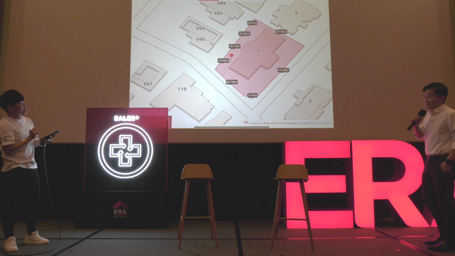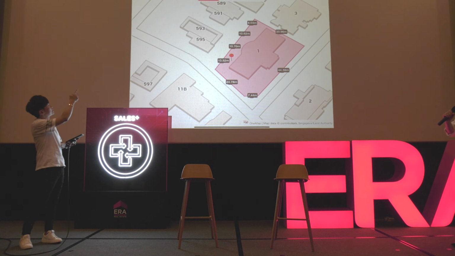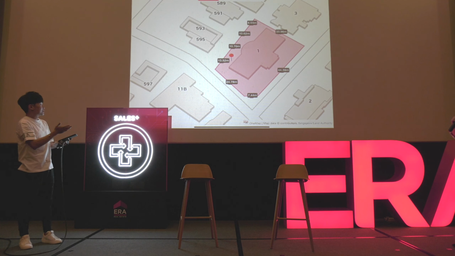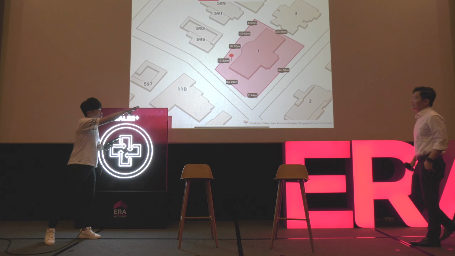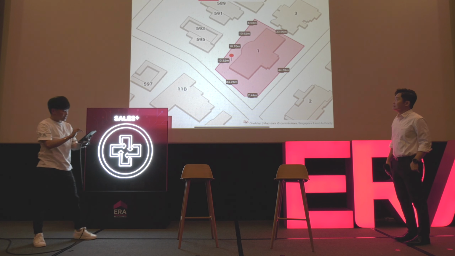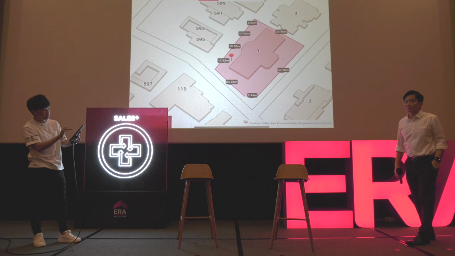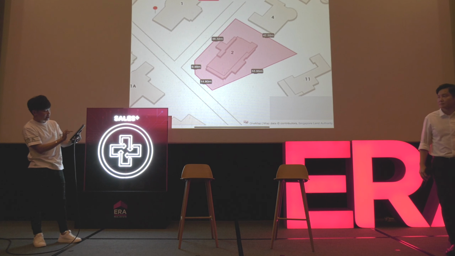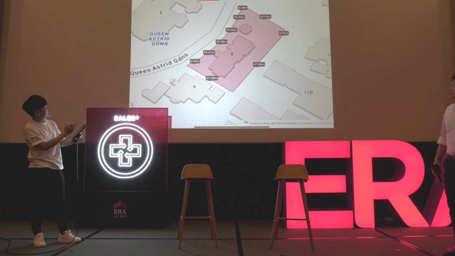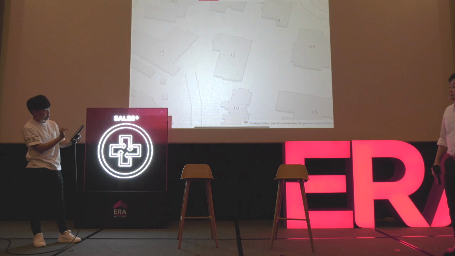What are the transaction prices? What are the past transaction prices? And how long have they held that property? Yes, correct. So dimensions you can see over here. Now, if I move along Queen Street Gardens 1 to 2, 3, 4, 5, immediately I can click on it and it will show the different landed properties over here.